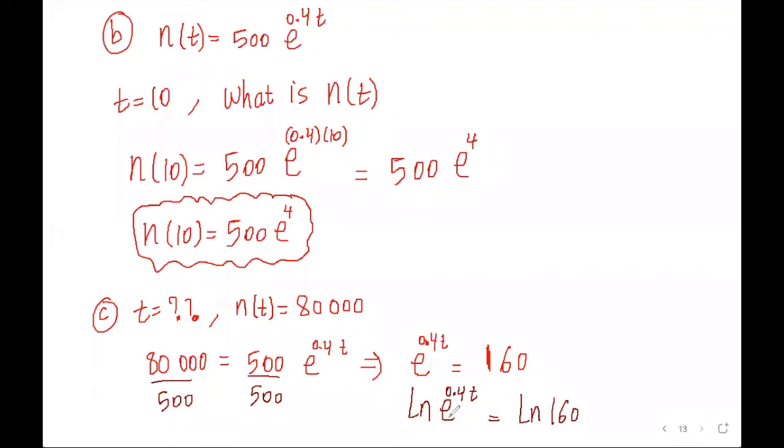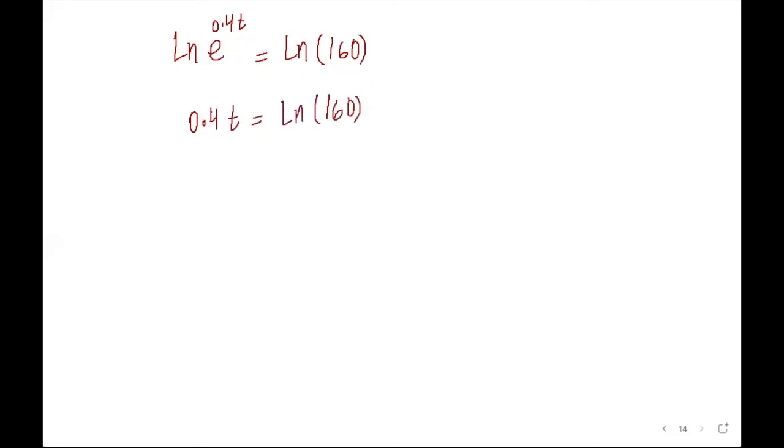So ln of e to the power 0.4t equals ln 160. Like I said last time, when you see e, it's better to use the ln on both sides. So now I get 0.4t, because ln of e is 1, equals ln 160. The question is asking about t, so divide both sides by 0.4 and get t equals ln 160 over 0.4. And this is my answer.